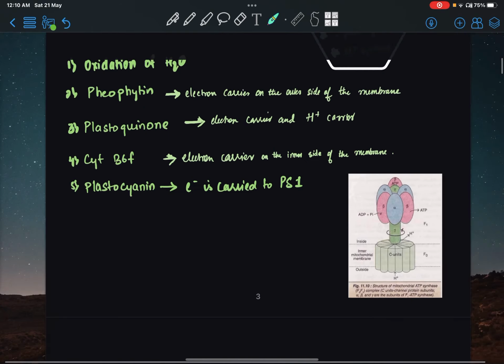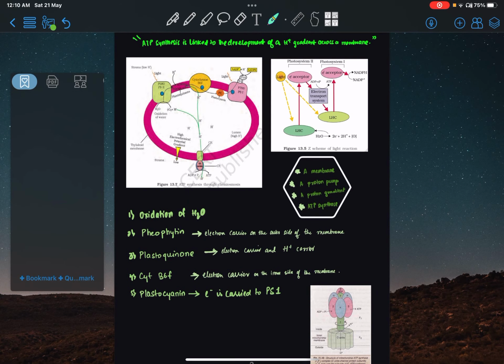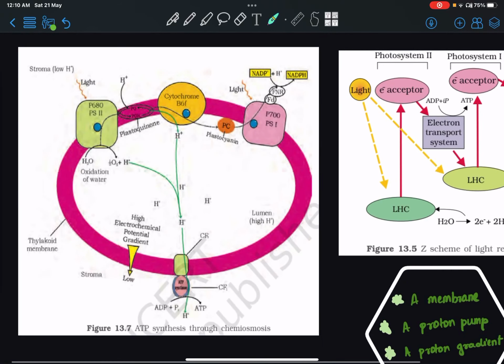So that is all for this video. I'm not going to go into much more detail. The only point that is very important to remember is that this is not chemiosmosis. Here we see chemiosmosis, mostly the essence of the hypothesis that ATP synthesis is linked to the development of the proton gradient. And in this case, this whole scheme is helping in the proton gradient, whereas in the mitochondrial ETS, the mitochondrial ETS helps in the proton gradient. So that's a different thing.